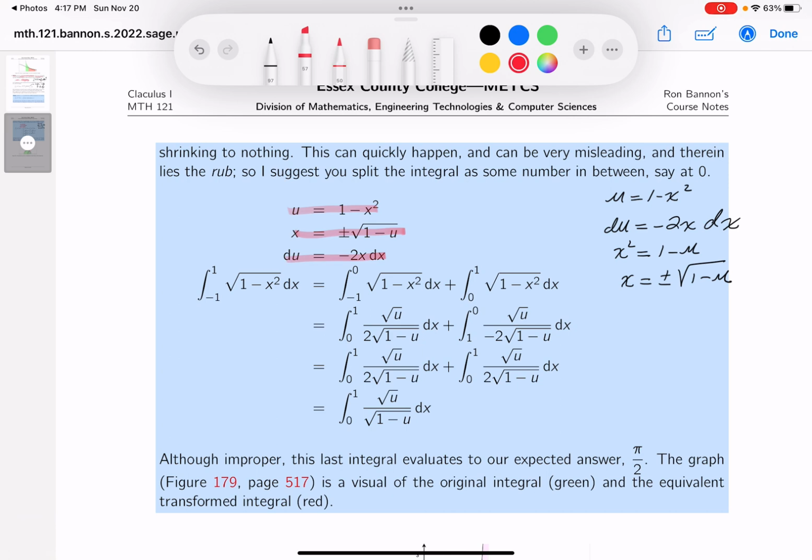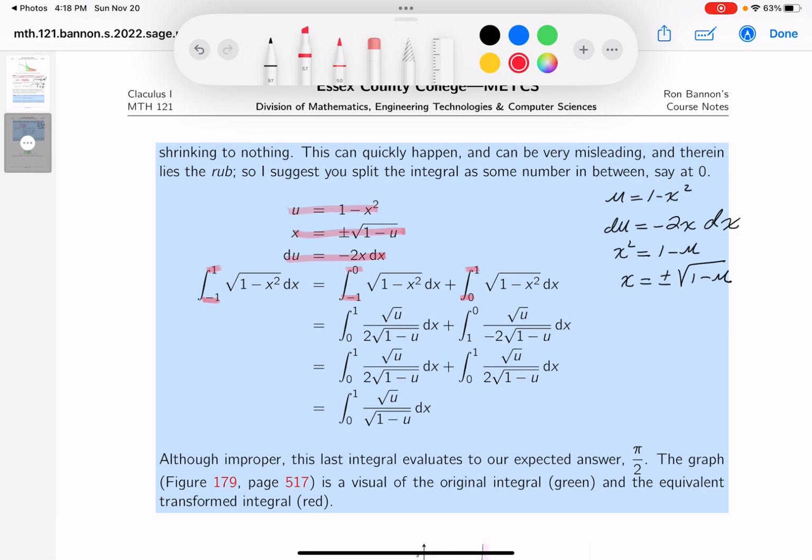Now, the problem, again, is we have our limits both evaluating to 0. So it appears like it shrank to nothing, but it didn't. So what we have to do is we have to split the integral along the path between -1 and 1. And I'm going to say a good place to do that is at 0. So you start at -1, go to 0, start back up at 0, and go to 1. So I just put it into two different problems.